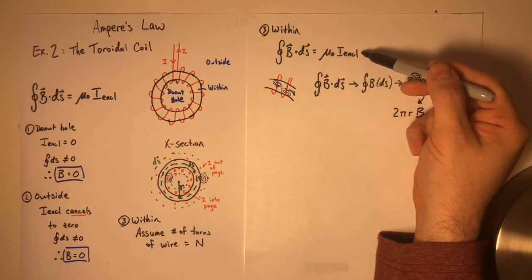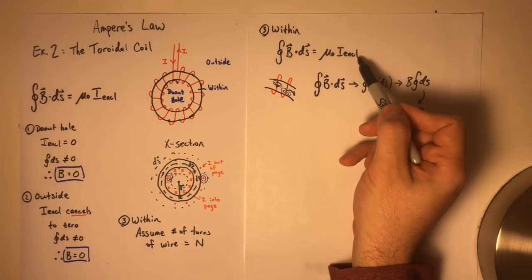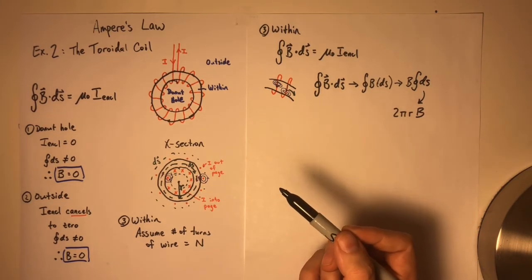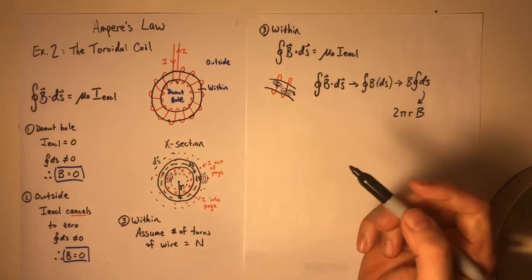As for the right side of the expression, we simply have to count up how many wires are being enclosed by this dashed circular line. And well, you can count with me. 1, 2, 3, 4, 5, 6, 7. There's N of them.